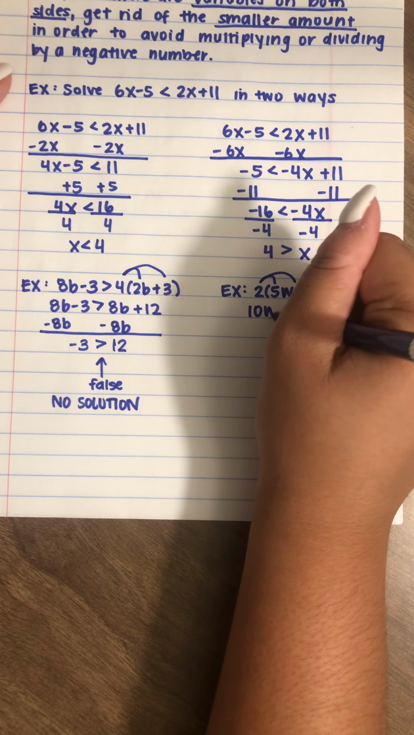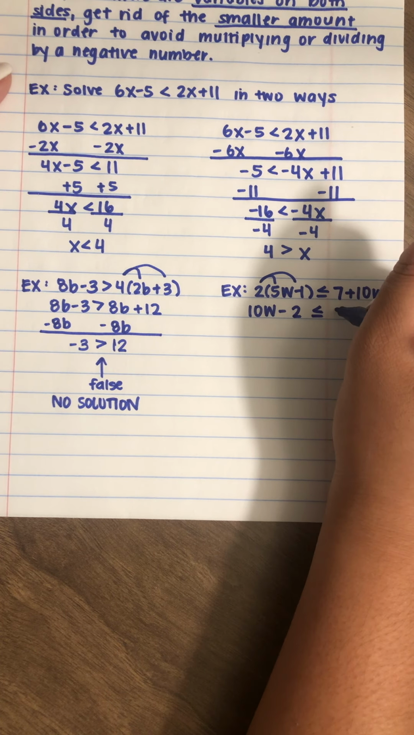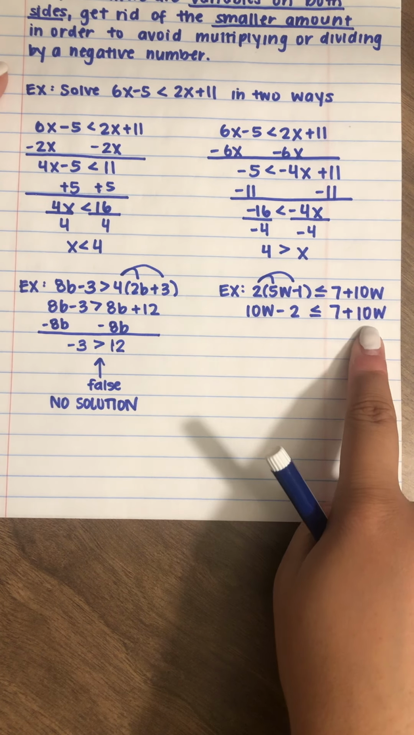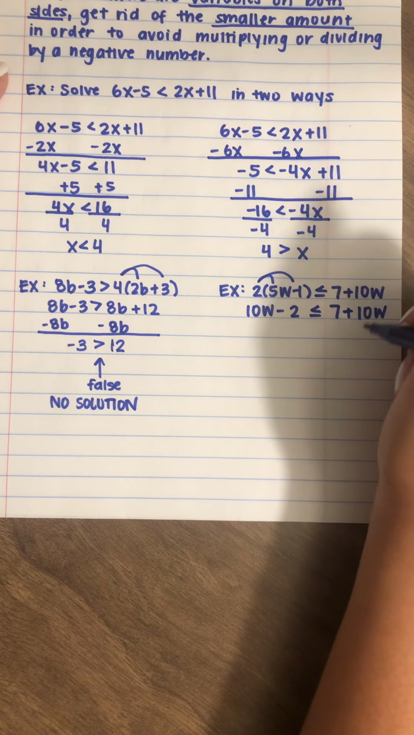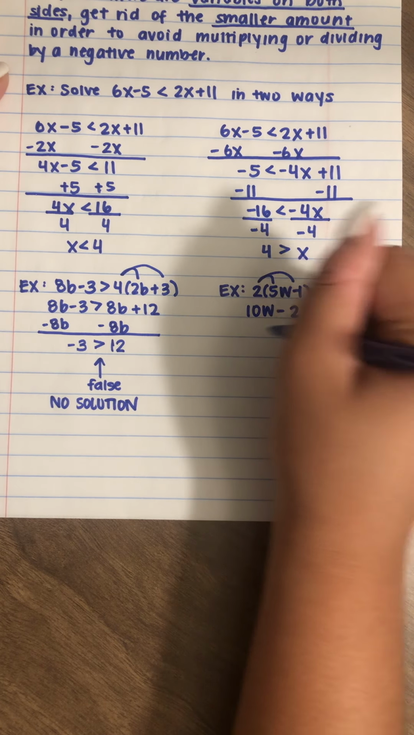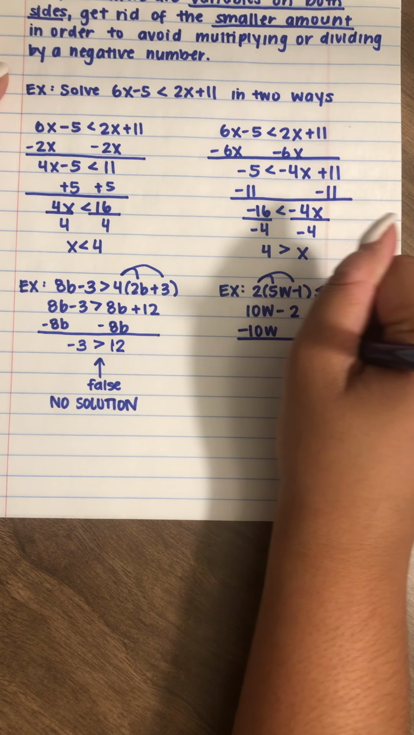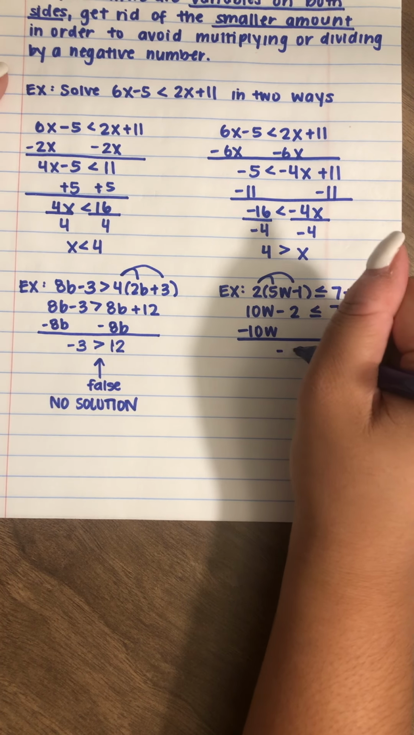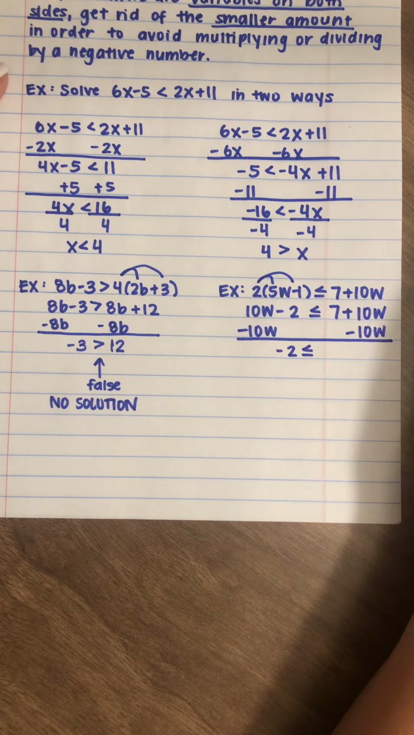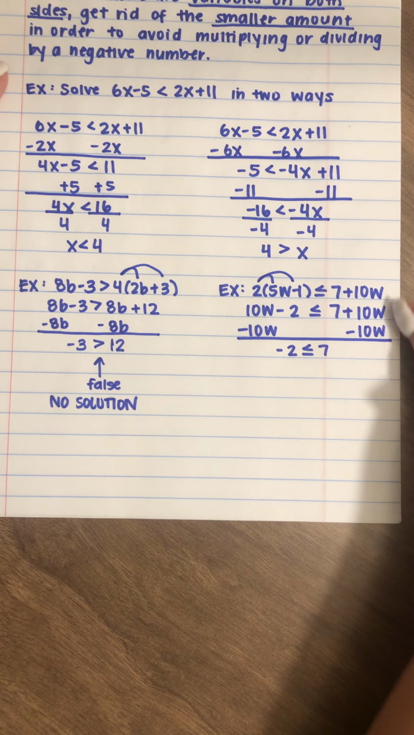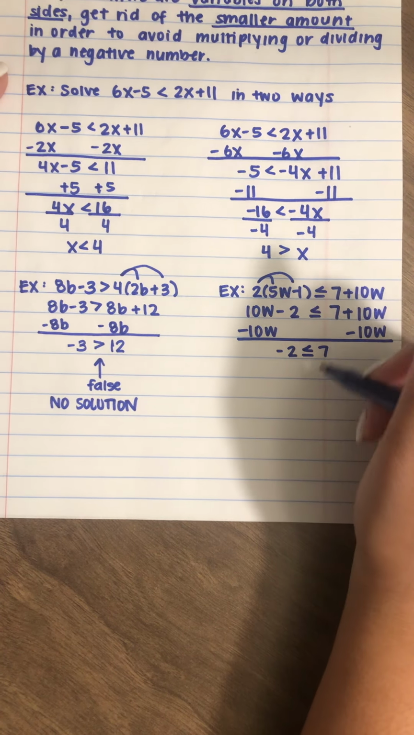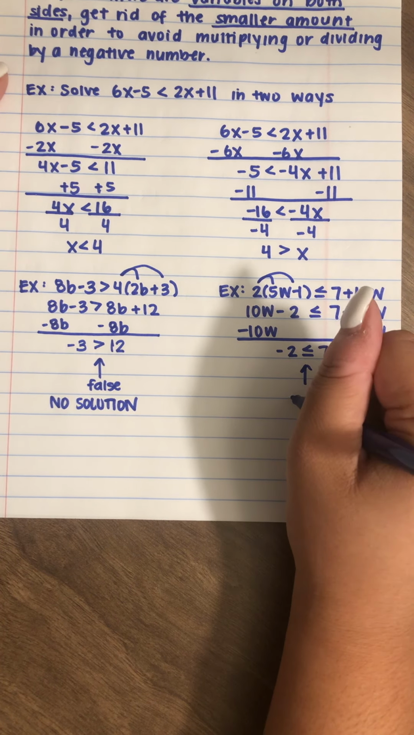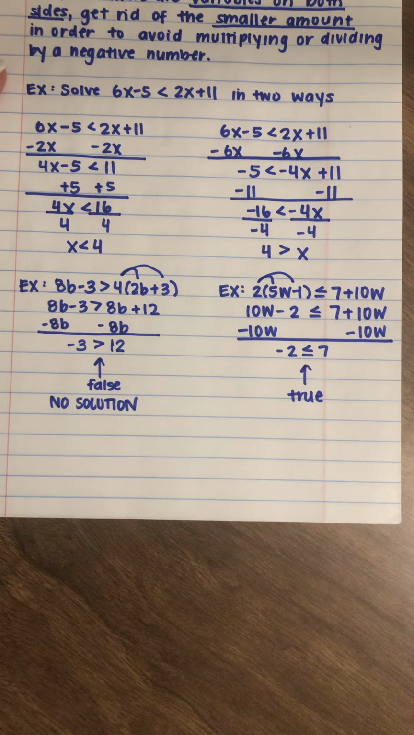So 10w minus 2 is less than or equal to 7 plus 10w. I'm going to go ahead and eliminate my 10w on the right by subtracting 10w on both sides. The 10w minus 10w will cancel, leaving me with negative 2 is less than or equal to 7, since these will cancel as well. Negative 2 is less than or equal to 7. That is a true statement.